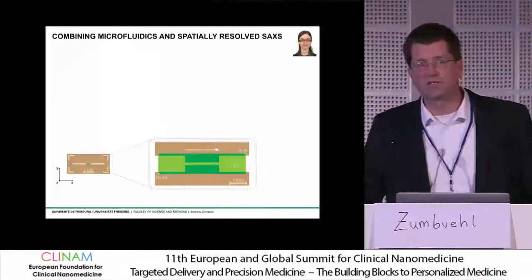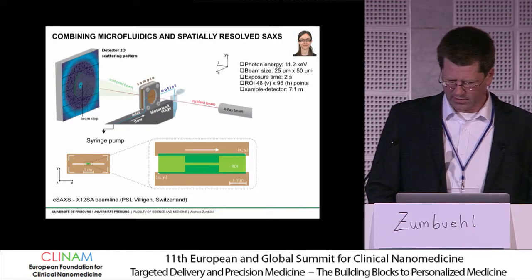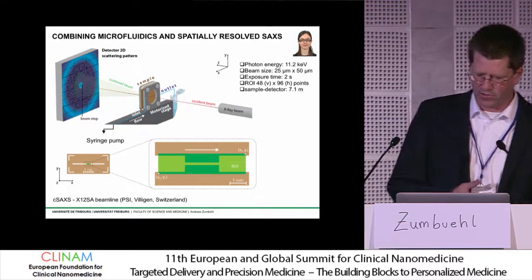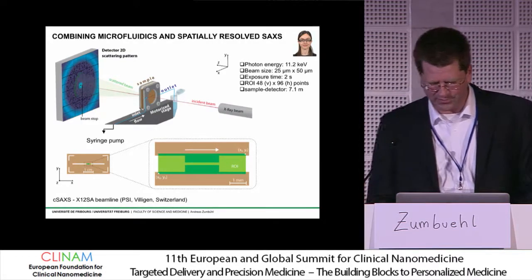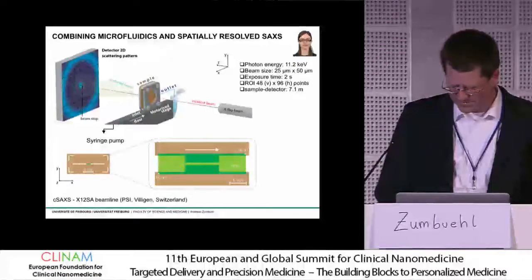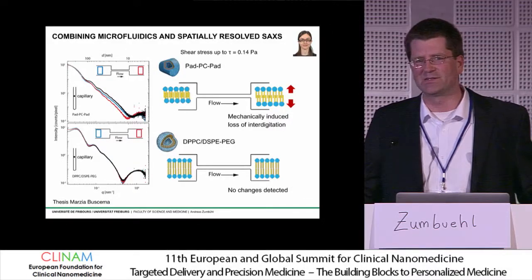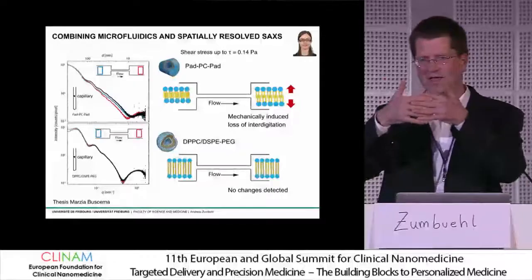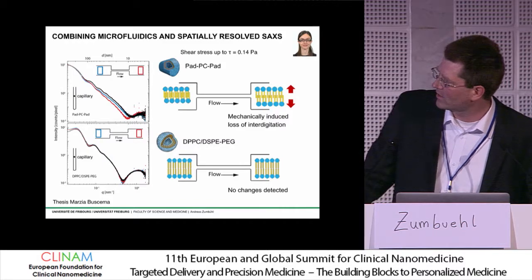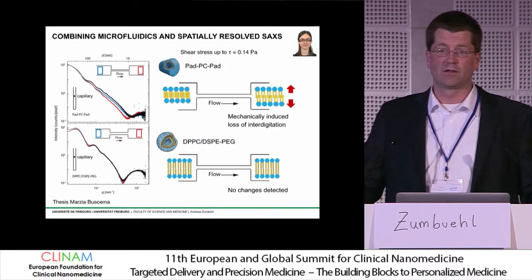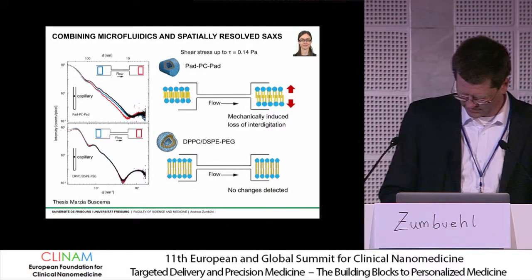Now, question is obviously, how does that work? How does the release work? And here Marcia did her PhD to really elucidate the mode of action. She did some microfluidic devices and put them into small angle X-ray scattering at the Paul Scherrer Institute. And what we see is that when we stress these vesicles, they go from interdigitated to deinterdigitated. So they go from a gel phase into a liquid crystalline phase, and they become leaky. Natural phospholipids don't change their geometry.